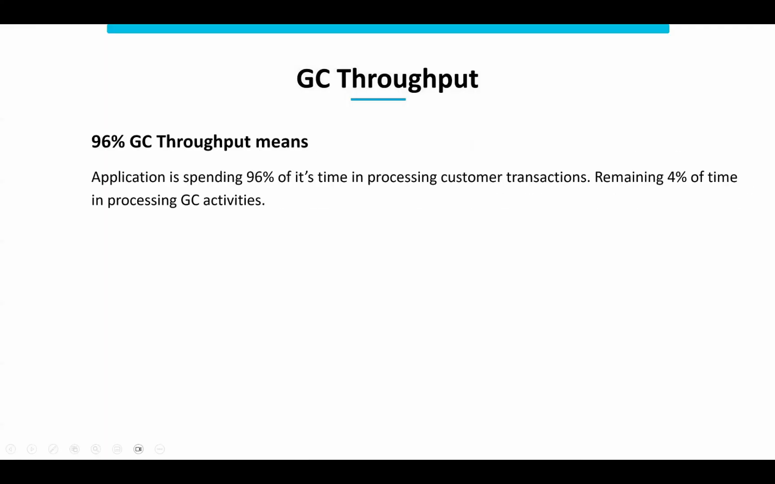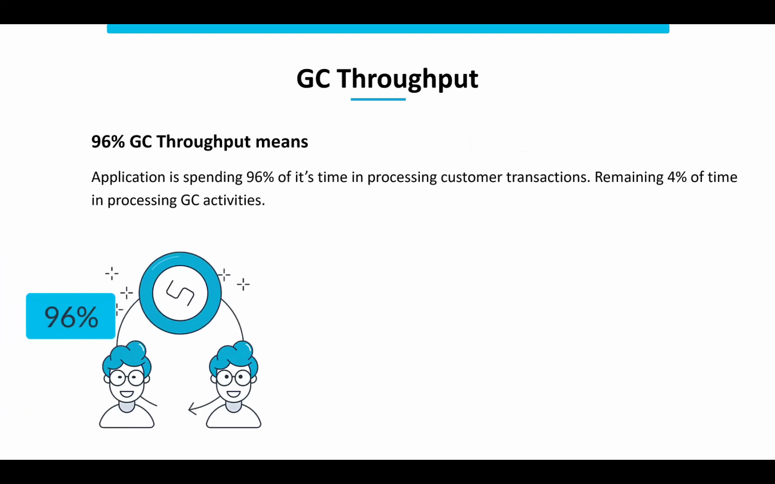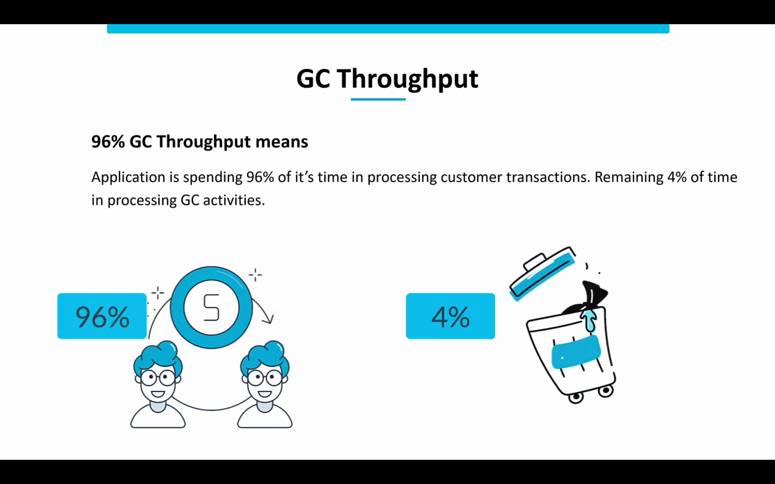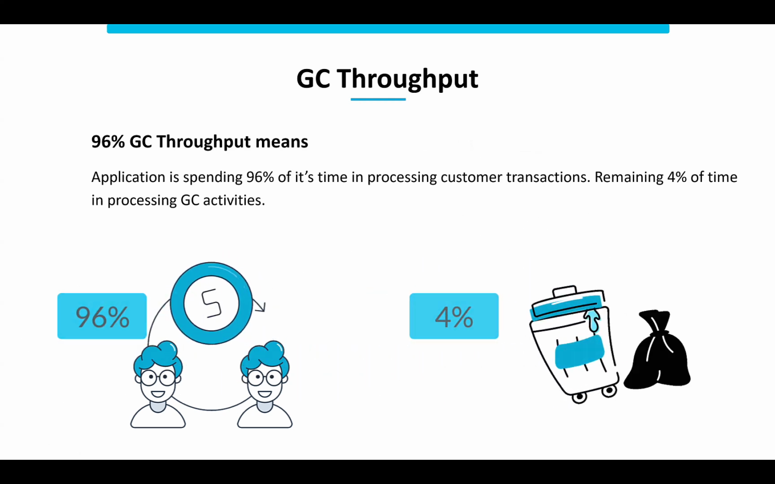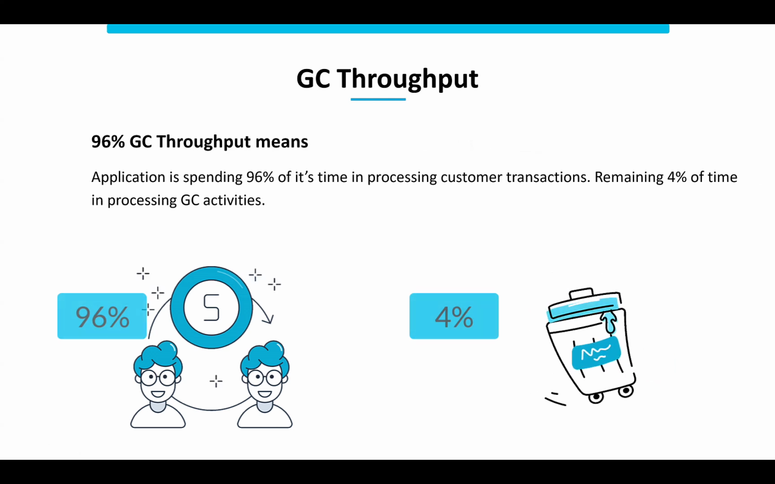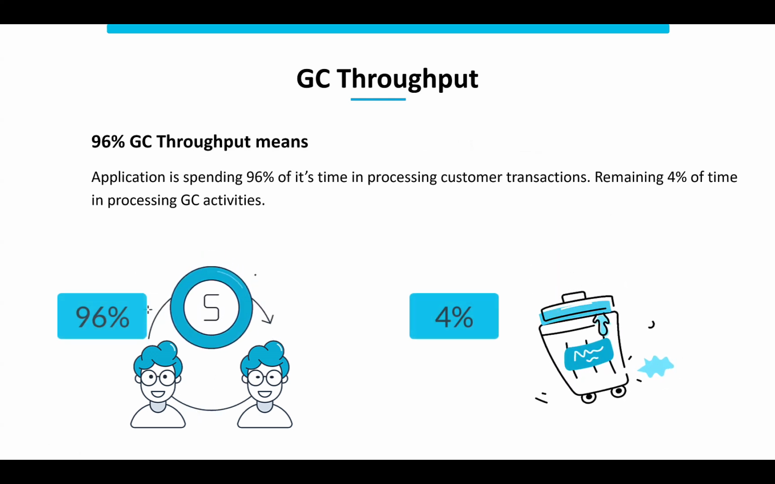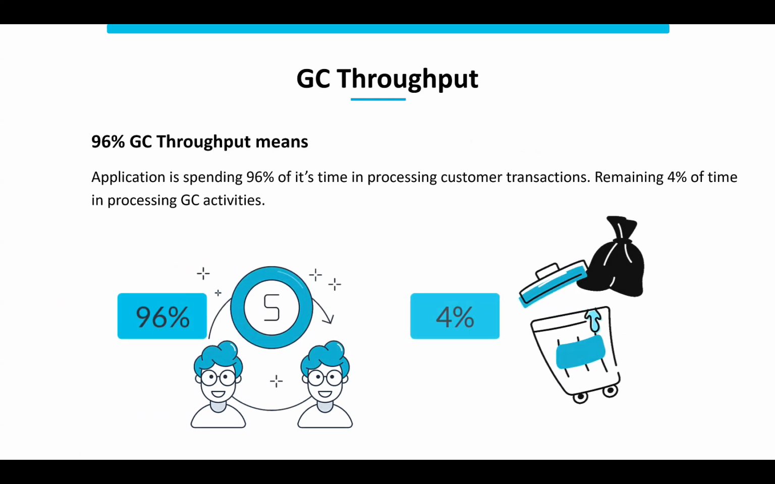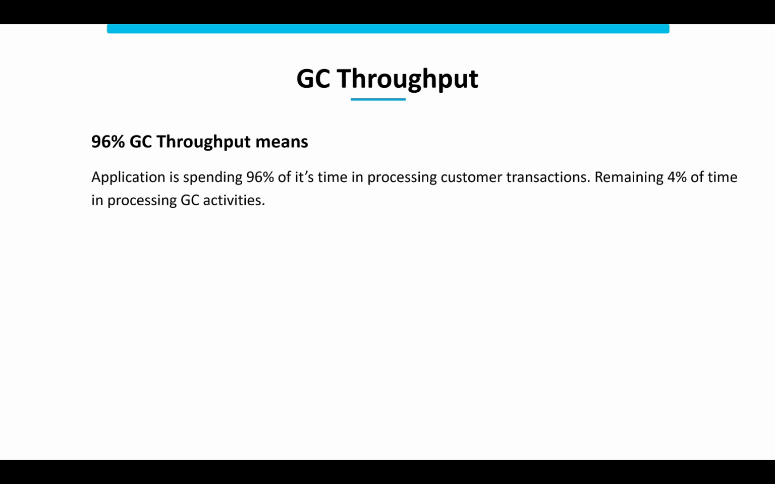If someone says my application's GC throughput is 96%, what it's reporting is that this application is spending 96% of its time processing customer transactions. In a day, it's spending 96% of its time processing customer transactions, and the remaining 4% of time on GC activities. Because when GC activity runs, the application stops. So this application is stopping for 4% of its time, and 96% of its time it is processing customer transactions. It doesn't look very bad because it's reported in percentage.